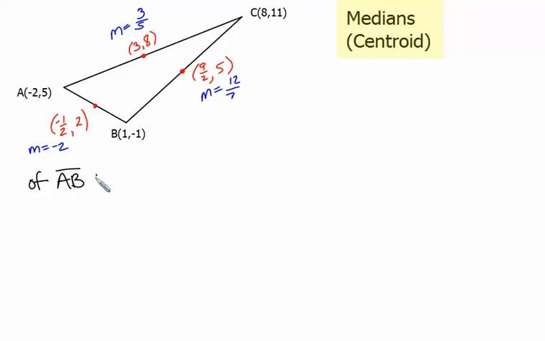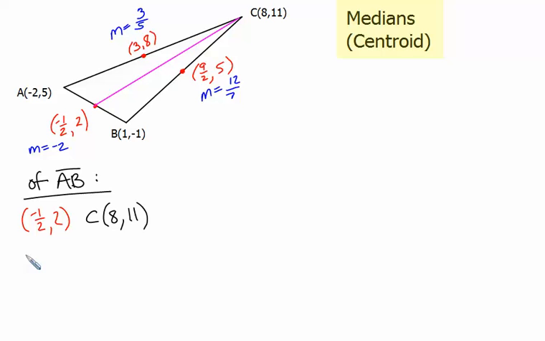So let's start with the median of segment AB. Now the median of segment AB goes like this. It goes from the midpoint to the opposite vertex. So what we're going to use is the midpoint, which was negative 1/2, comma 2, along with point C, which was 8, comma 11.